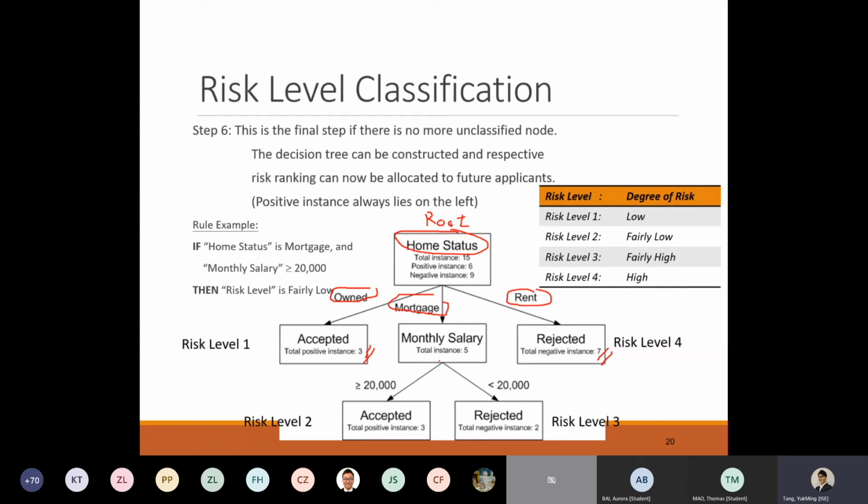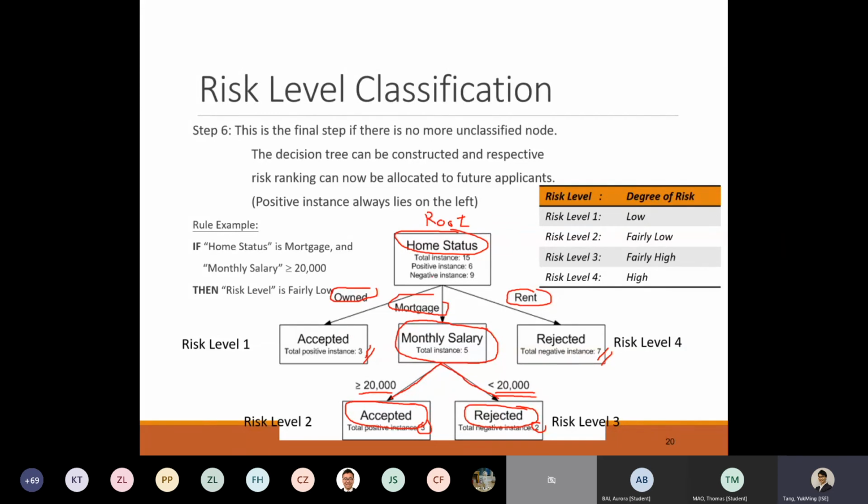Then we need to use another level. We find that the monthly salary got the highest information gain. For this monthly salary, we can further divide them into 2 groups. One is larger than $20,000, and the other group is smaller than $20,000. For the customers larger than $20,000, we have 3 customers, and the application will be accepted by the bank. For the 2 customers with salary less than $20,000, all of them will be rejected by the bank. So we already got the answer.